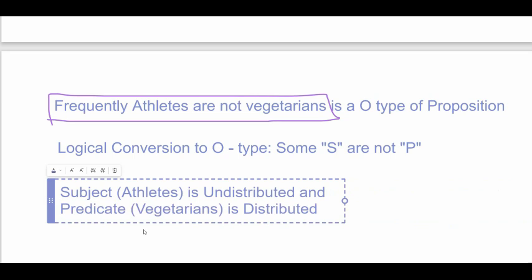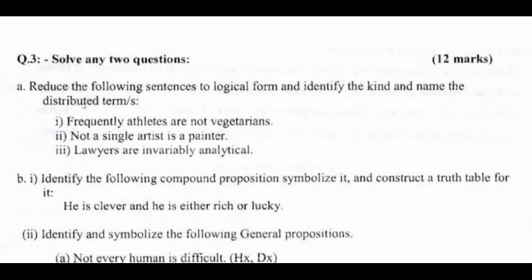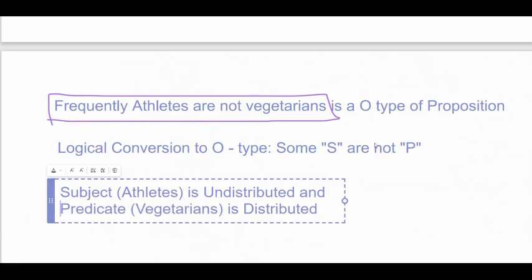So they may just ask us which term of this statement is distributed. So this was the question. Name the distributed terms. So distributed term is vegetarians and undistributed term is athletes. So I have explained both distributed and undistributed terms. They may ask us to state the undistributed term also. So this way we can solve this. This particular question is for 2 marks. This is very simple. Now we have solved all 3 of them.